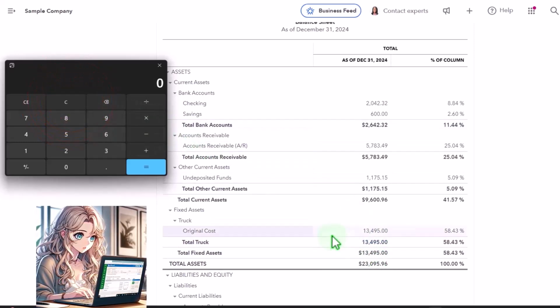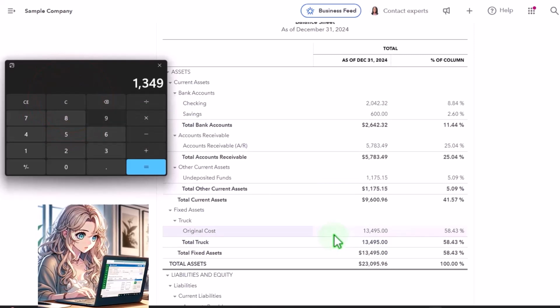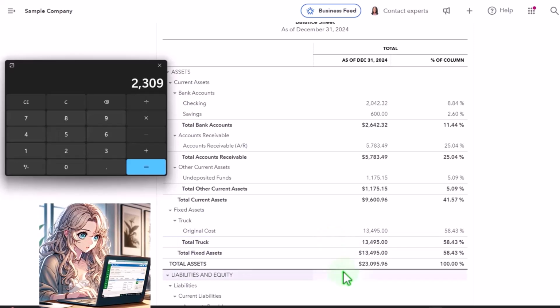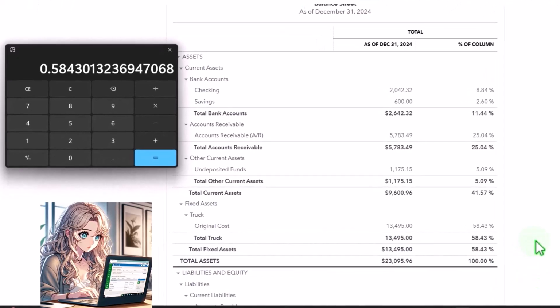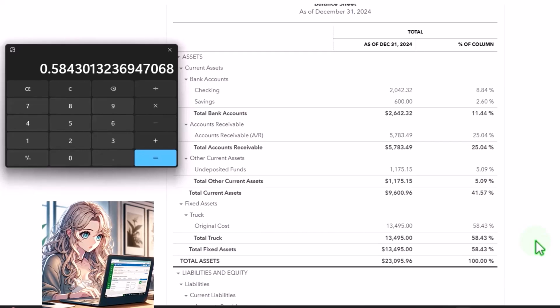So here's the PP&E, the truck. We have the 13,496 divided by the total 23,095.96. That gives us about 58%. Noting some industries are going to have a lot more property, plants, and equipment, for example, versus other types of businesses. So for example, if we're just a YouTuber, we're just doing the gig work and whatnot, then we're probably not holding on to a lot of property, plants, and equipment.